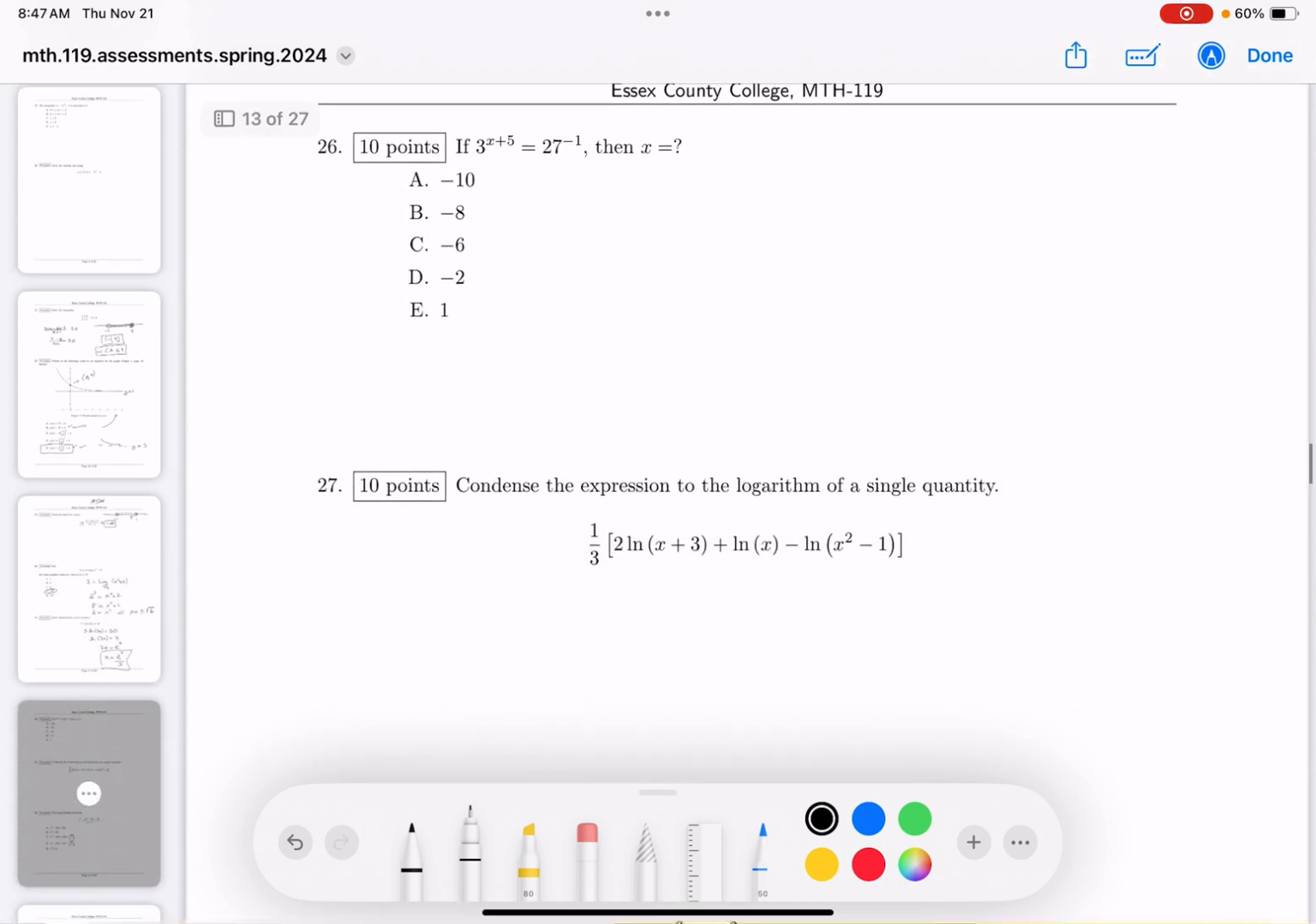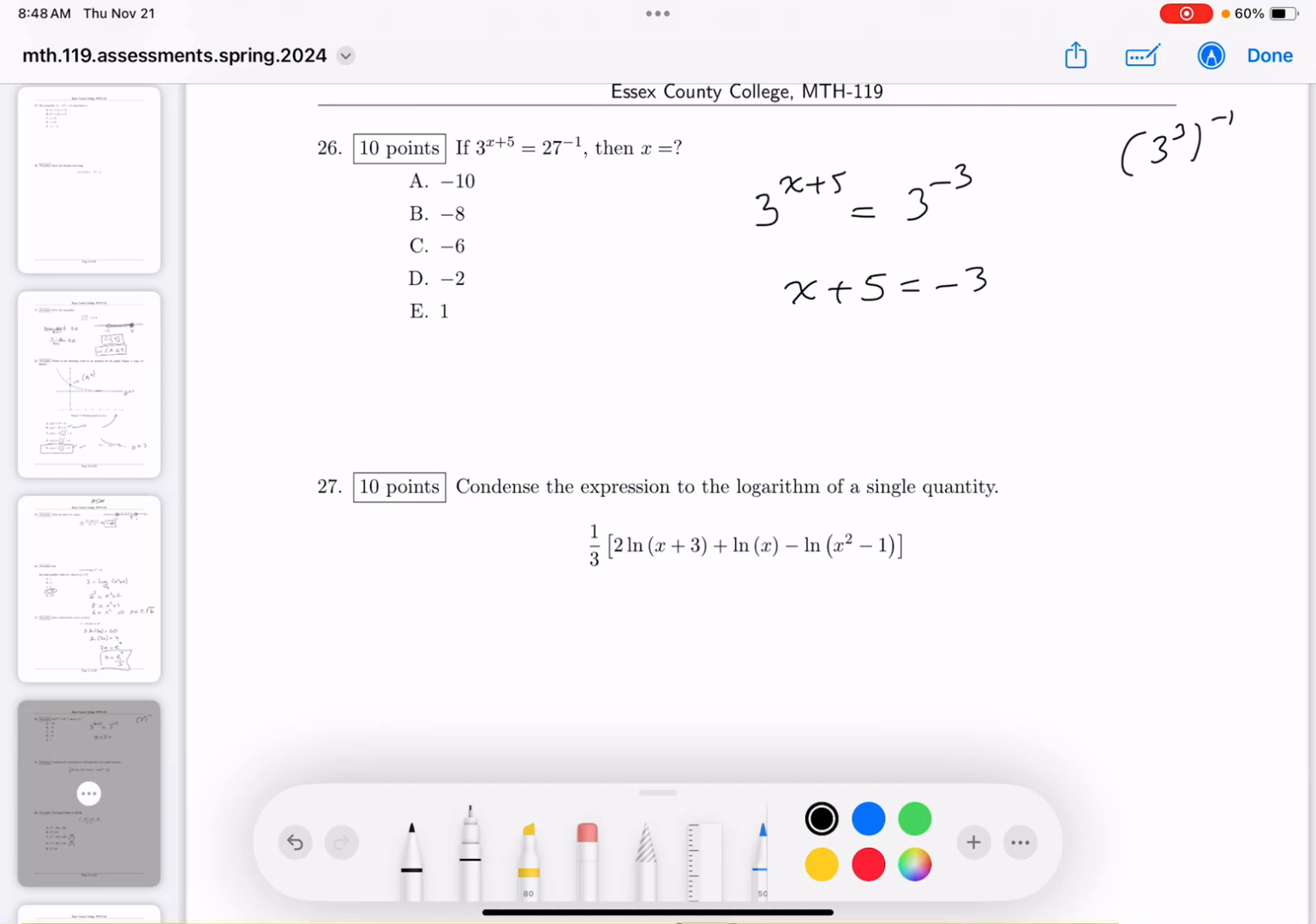Next one's multiple choice. They want to know what x is. And let's write this down. So 3 to the x plus 5. This looks strange to me, but I noticed that 27 is related to 3, so it's really 3 to the third power. That's raised to the minus 1, which is going to be 3 to the minus 3. What does that give me? X plus 5 is minus 3, x equals minus 8. What choice is that? Letter B.